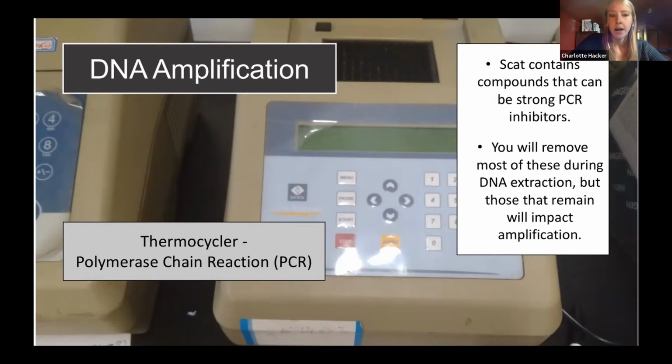Unfortunately, with PCR, inhibitors that are in the DNA can really make that process difficult. If you have any inhibitors left over from your DNA extraction, it's going to impact how well the gene segment that you're trying to make more copies of actually amplifies. And this is something to keep in mind when you're interpreting data.